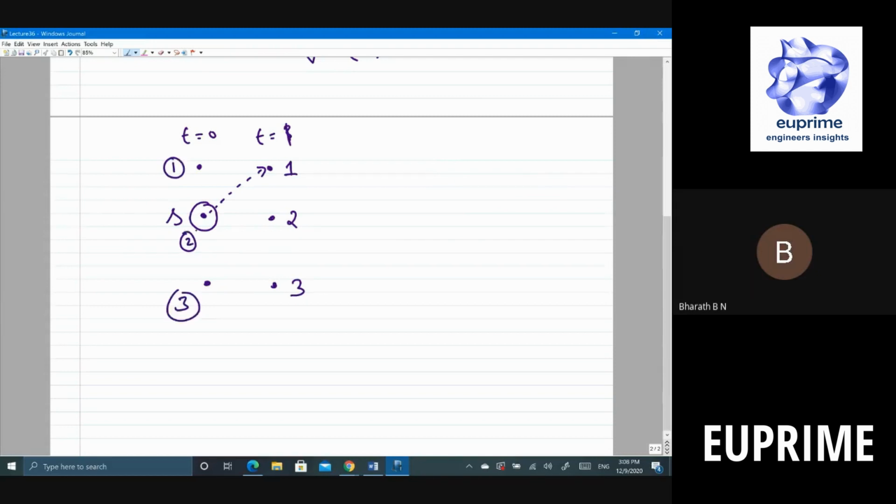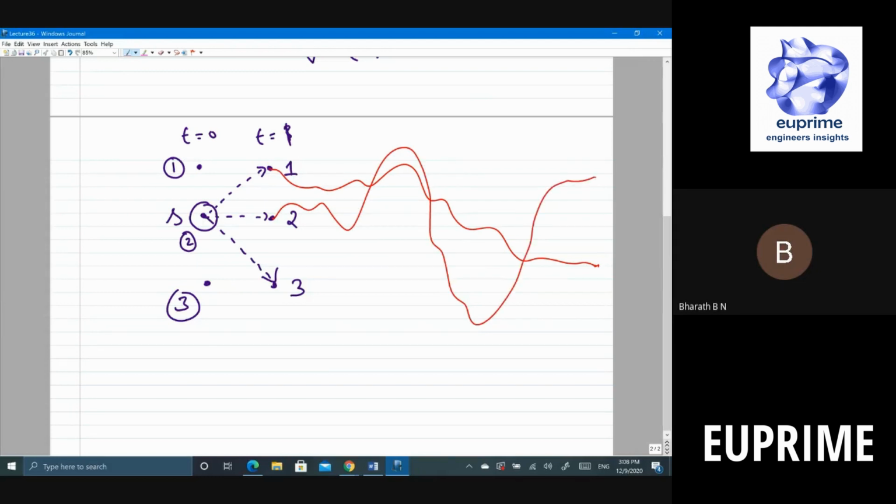Right, I can go from state 2 to state 1. There is a probability associated with it, which is nothing but the probability of you being in state 1 given that you are in state 2 and you take an action here. Or I can go to state 2, there is some probability associated with it, or I can go to state 3. Now if you are in state 1, I can follow a certain policy and you get the best possible reward from state 1 at time 1. And similarly in state 2, you can follow the optimal policy and you end up with a certain reward here.